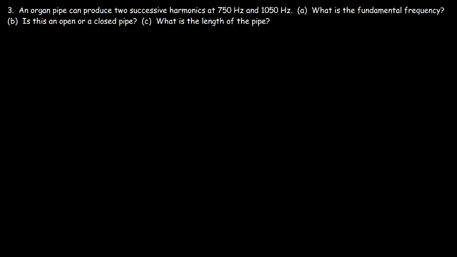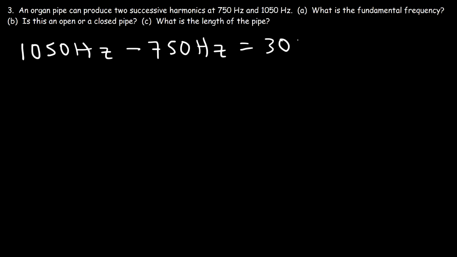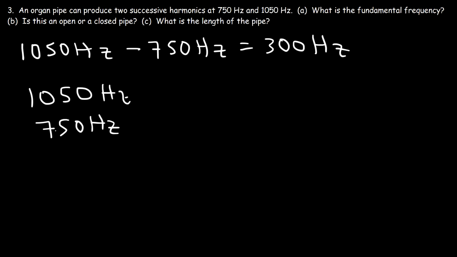So here's the last problem. An organ pipe can produce two successive harmonics at 750 Hz and 1050 Hz. What is the fundamental frequency? In order to find it, we need to take the difference of these two values because it can help us to calculate the other harmonics. So 1050 minus 750 is 300 Hz. So if you take 1050 and subtract 300, you get 750. If you take 750 minus 300, you get the next harmonic, that's 450. And if you take 450 minus 300, it's 150. If you take 150 minus 300, you're going to get a negative number, which means this is the lowest frequency, so that has to be the fundamental.